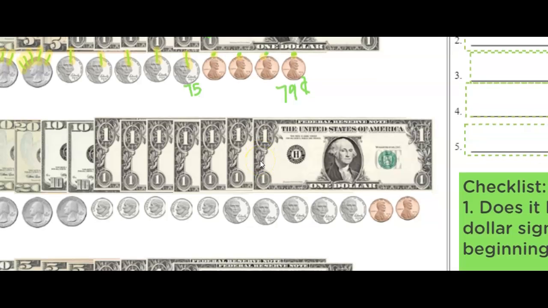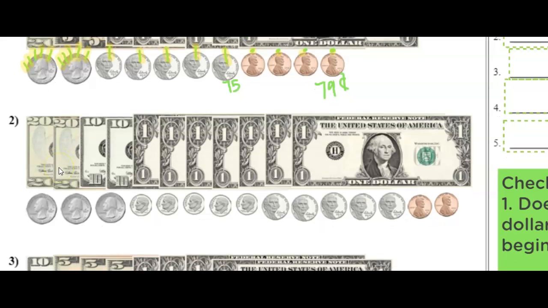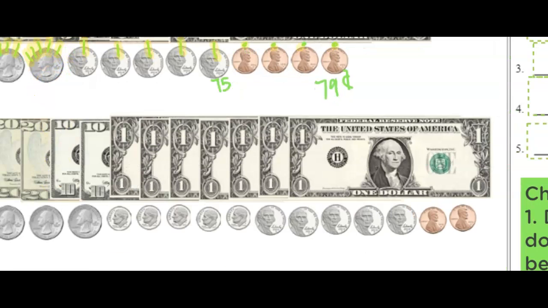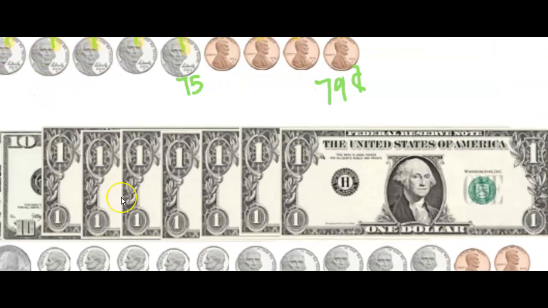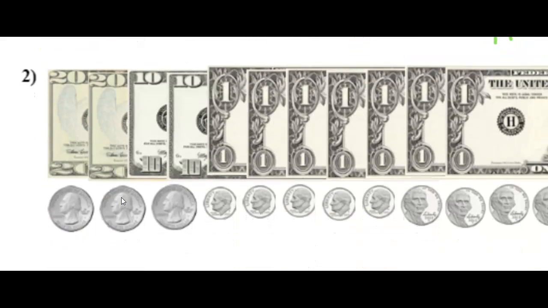Moving on to number 2. Starting with the cents again. I'll start by labeling with my hairs. So I have a quarter that gets 5 hairs. 1, 2, 3, 4, 5. Another quarter, 5 hairs. 1, 2, 3, 4, 5.